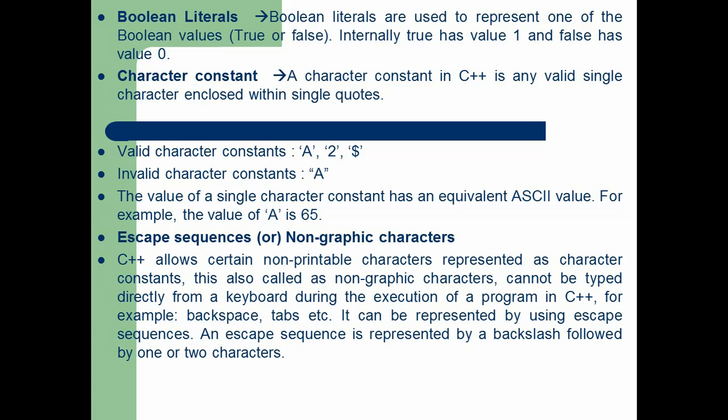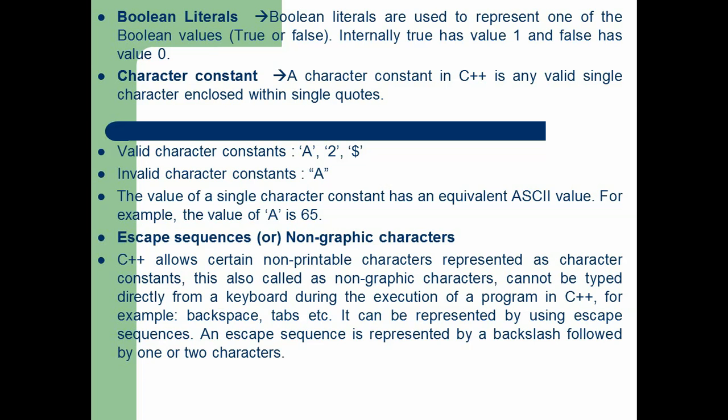A character constant in C++ is a valid single character enclosed within single quotes. Generally, character refers to a single character. There should not be more than one character. If there is a group of characters, then that group is not called a character constant, it is called a string.